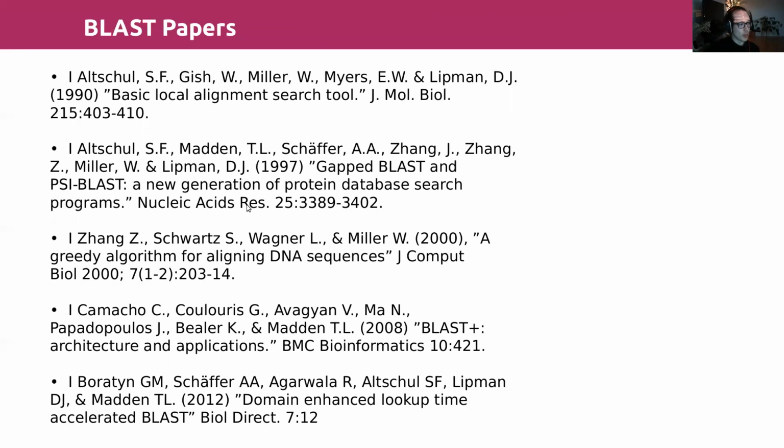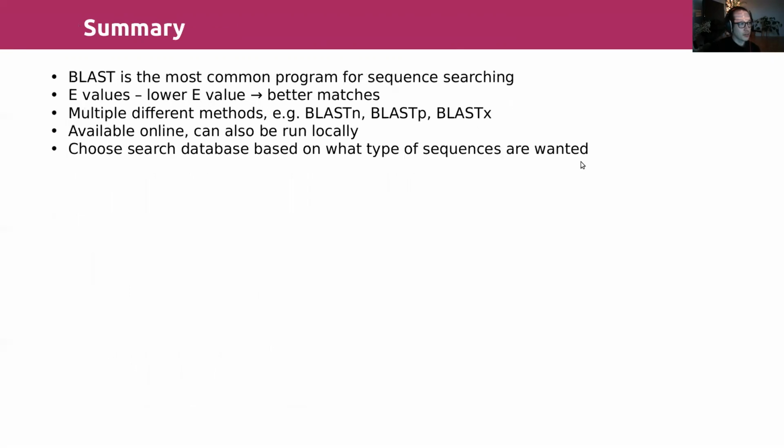So these are some references. Here we have Altschul, as in the Karlin-Altschul equation. So check those out. To summarize, it's the most common program for sequence searching. E-values, the lower the better. Multiple methods, nucleotide, protein. It's available online. You can also run it locally. And you should choose a search database based on the type of sequences that you want.